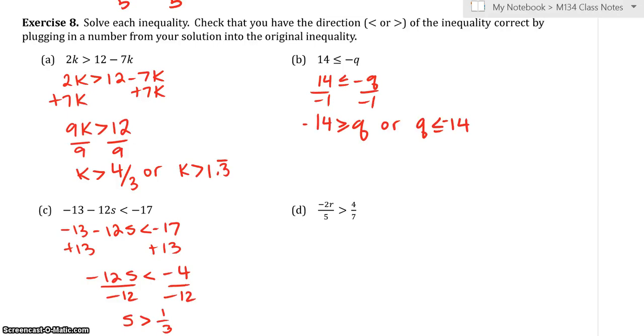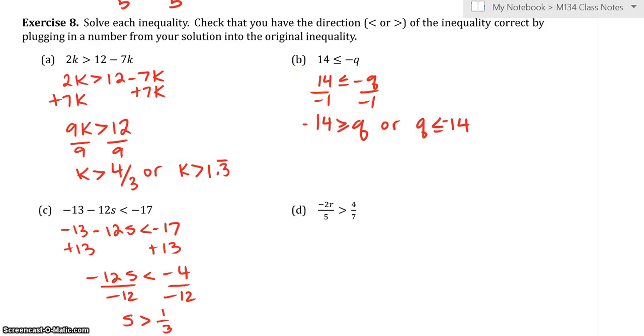The first one, adding 7k to both sides, solving it like it would be an equal sign, dividing both sides by 9, making sure to reduce the fraction, or just divide, and you get this. Do not change the inequality. We're not multiplying or dividing by a negative. The second one, I'm going to solve for q by dividing by -1.